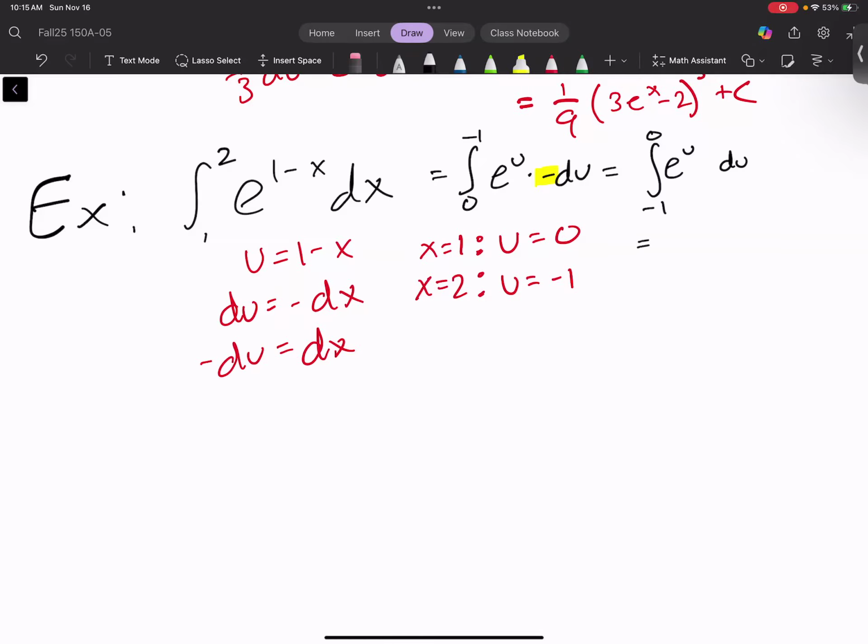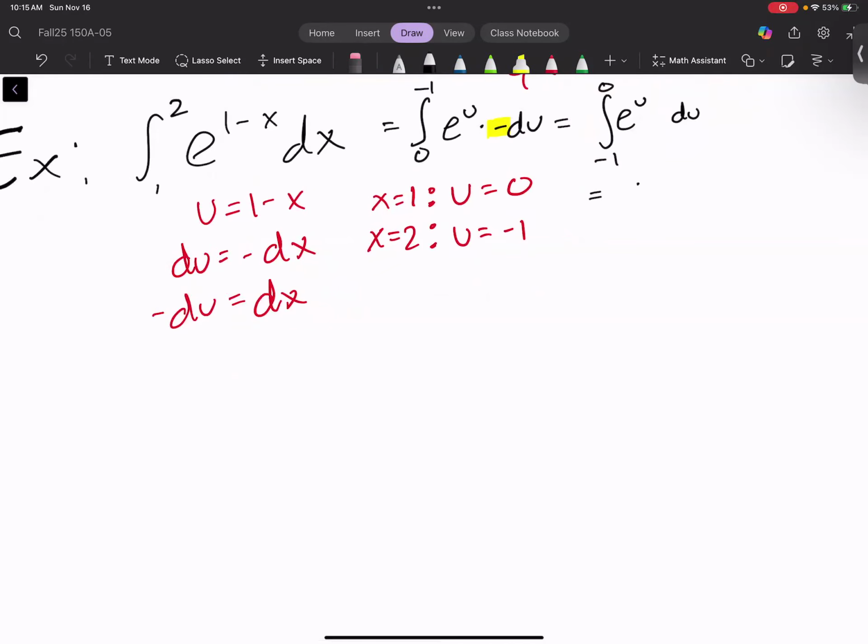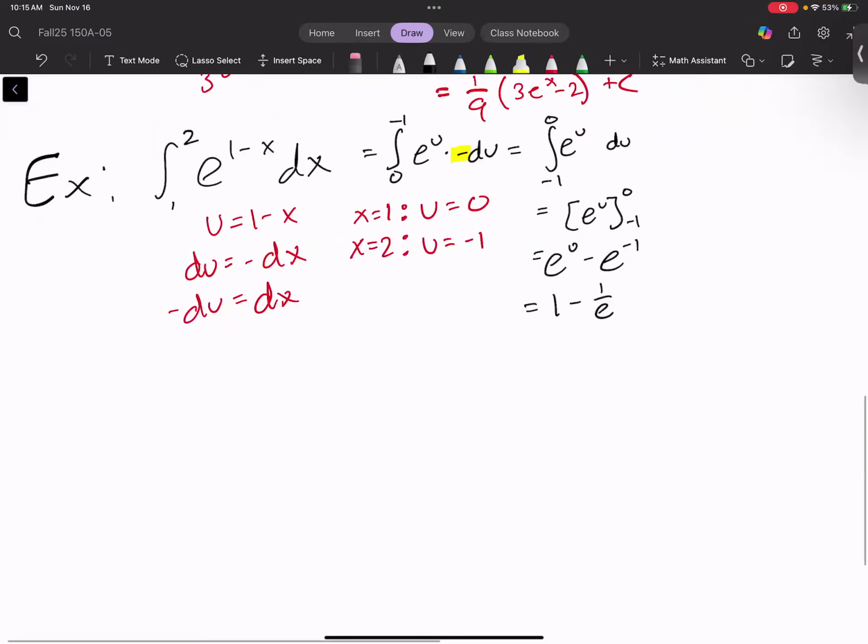So sometimes it's useful to switch back, with fewer negatives to deal with. But then we have e to the u evaluated from 0 to -1. So this is e to the 0 minus e to the -1. That's 1 minus 1 over e. Okay, let me get you guys to try this one.